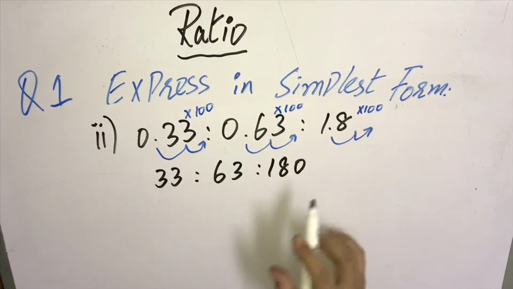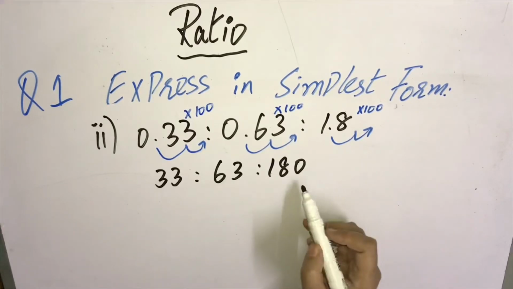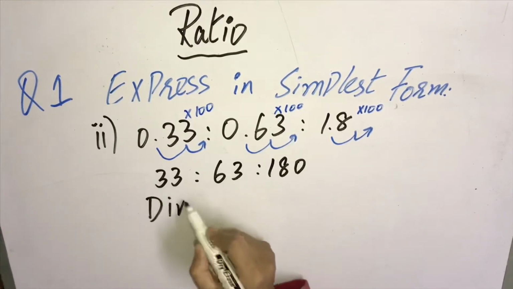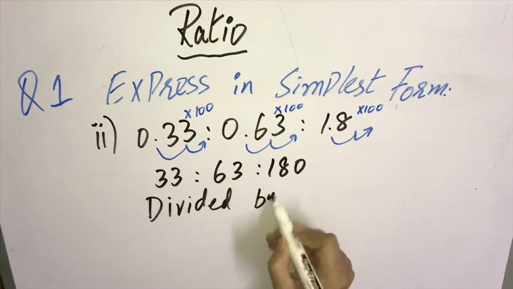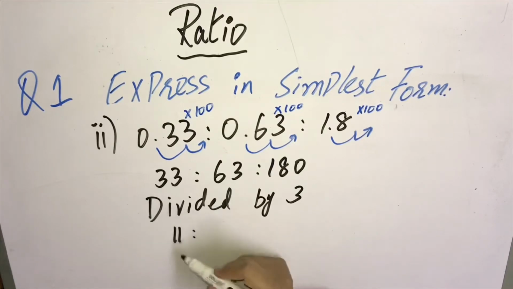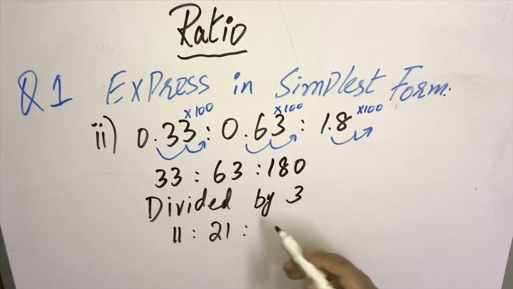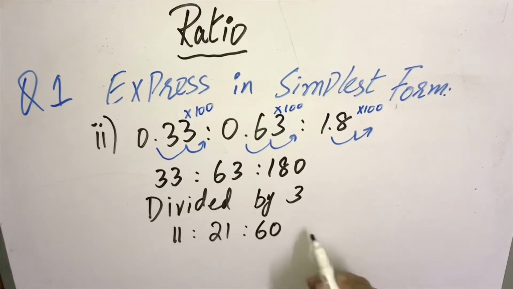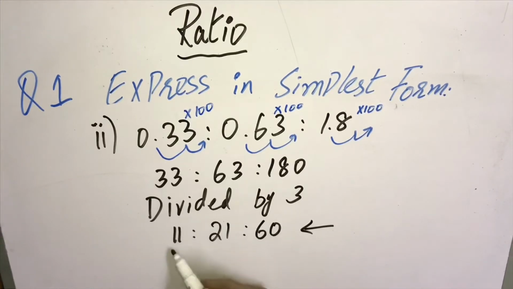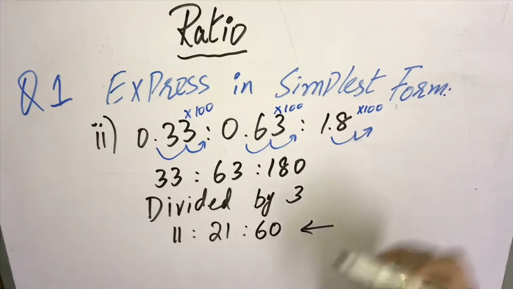Now we shall check whether there is any divisor of all three. Yes, I think we have 3 as a divisor. Three 11s are 33, 3 times 21 is 63, and 3 times 60 is 180. Now I think there is no other number which can divide all three, as 11 is a prime number and in the table of 11, 21 and 60 don't come. So this is the simplest form of this question.